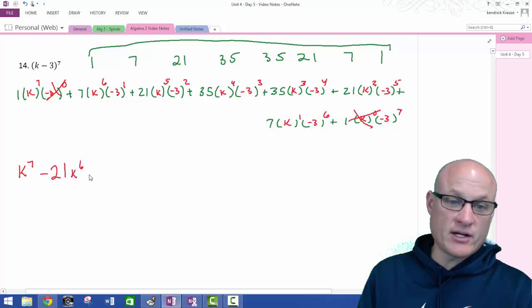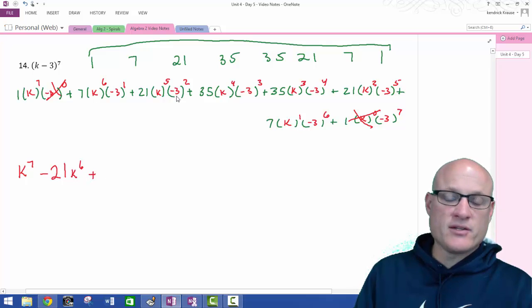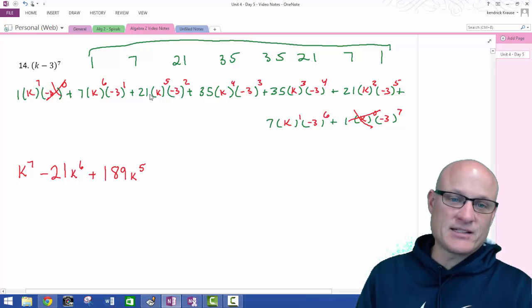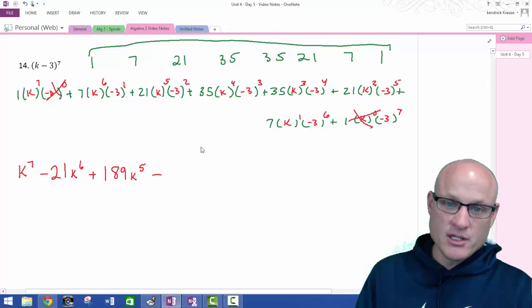negative 21. K to the 6. Notice these are going to come down. Next one is going to be positive. This is 9 positive times 21. That's 189 k to the 5th. Again, that's 9 times 20, which is 180, plus 1 times 9, which is 9.